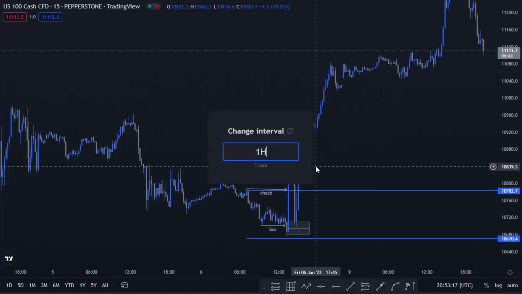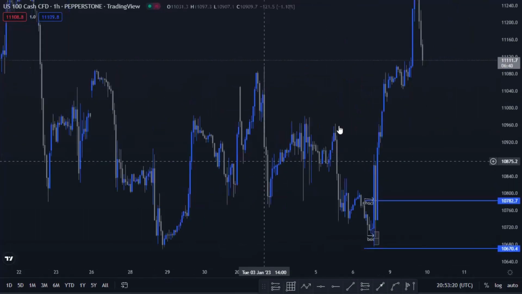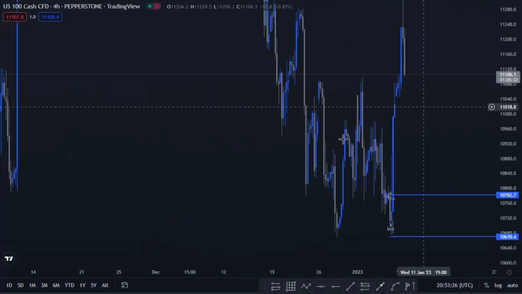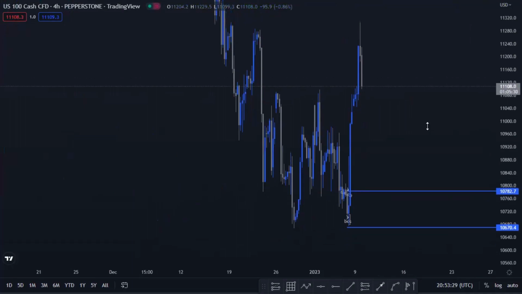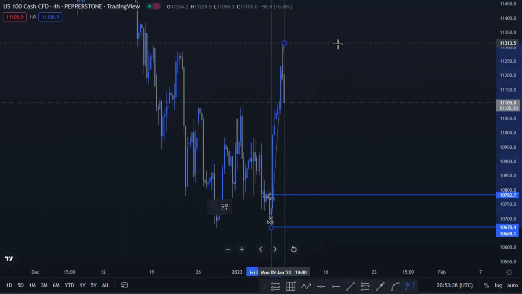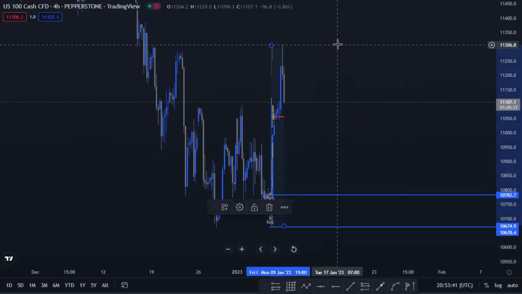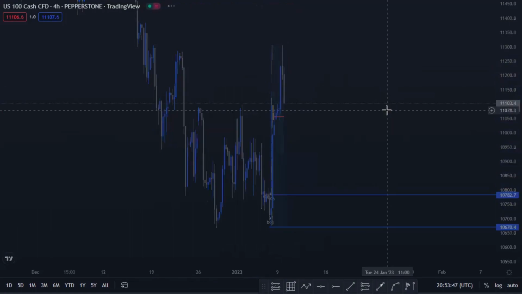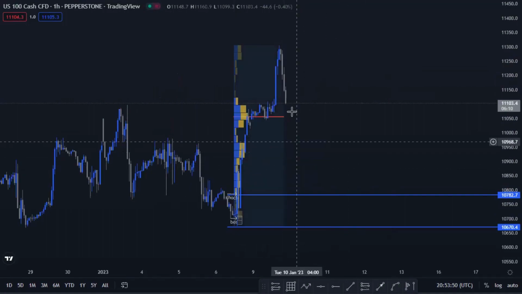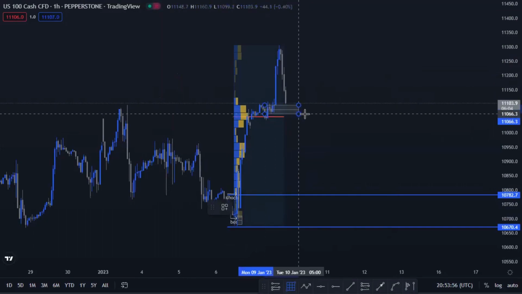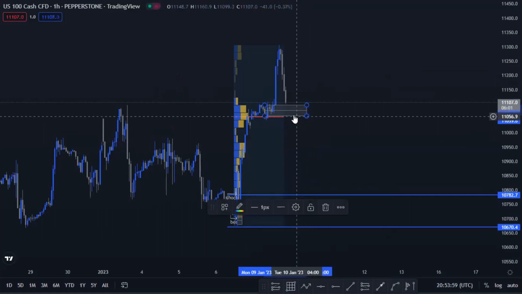Let me just jump into a higher time frame, actually the H4 time frame. I'm going to drag my volume profile indicator so we can see where our volume will be. As you can see, it gave us this level. We're going to jump into an hourly time frame. So I think this is where the market will be reversing, which is where it's currently at right now.